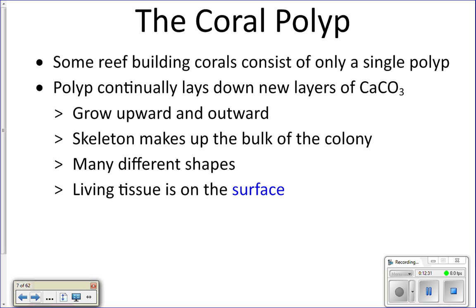Okay, so I'll pass this around so you can see it. It's pretty cool, but this is one single coral animal as compared to the one that we just passed around, which is many animals all living together. Okay, so you can see that. And yes, the living tissue is just on the surface.